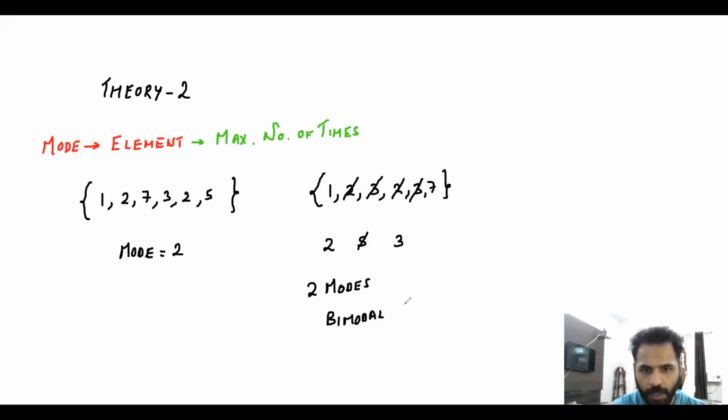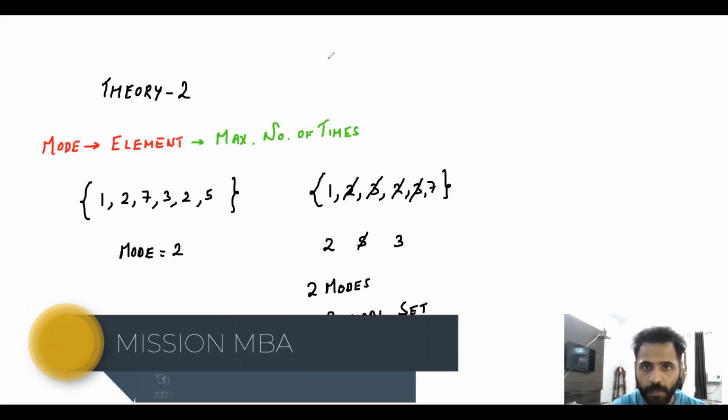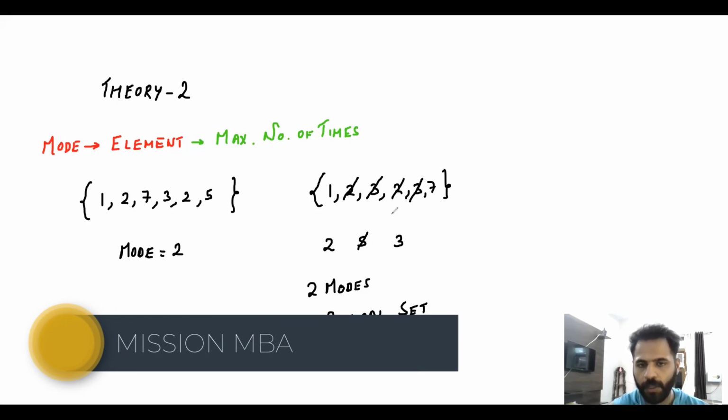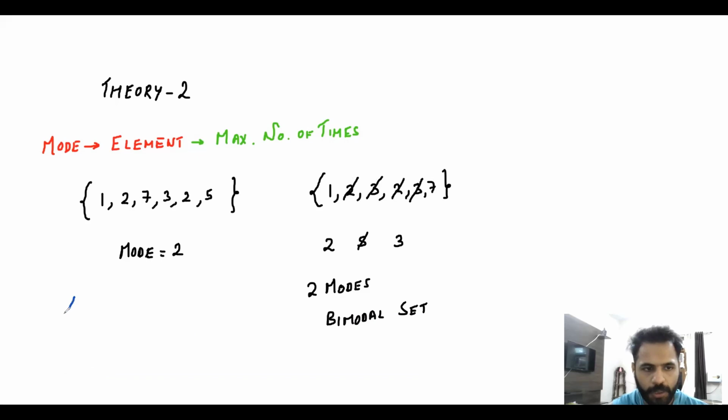Sometimes you can make a very good question from here. So a set is basically a bimodal set if it has 2 modes. Now, how can I make a good question? For example, if I say a set has 1, x, 2, 3, and 2, and it is given that this set is a bimodal set. If the question tells me that this is a bimodal set, what can I say about x? I can say that x is either equal to 1 or x is equal to 3.